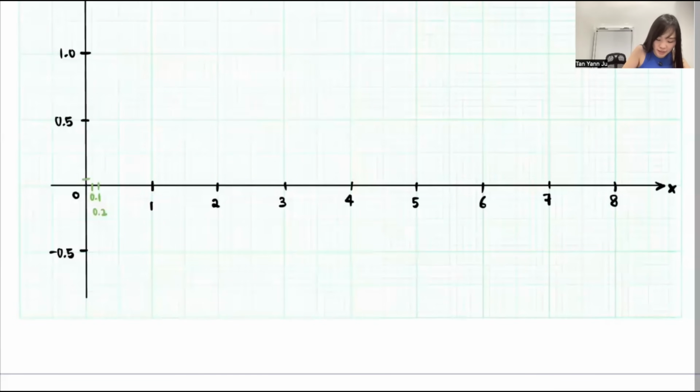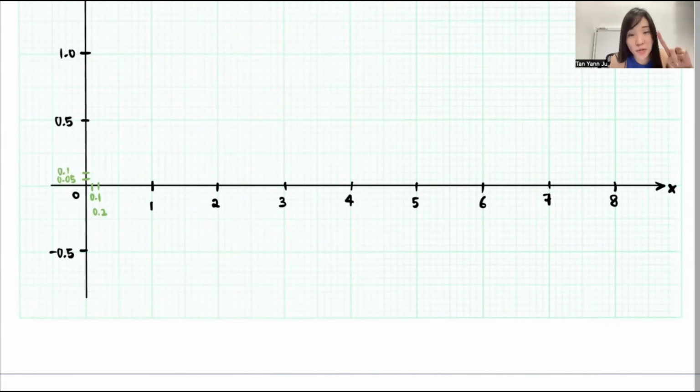Every single box is 0.05. Then the next box, 0.1. So every single two boxes, 0.1. Every single two boxes, 0.2. Every single two boxes, 0.3. And go on, okay? Now, let's try to draw it out.